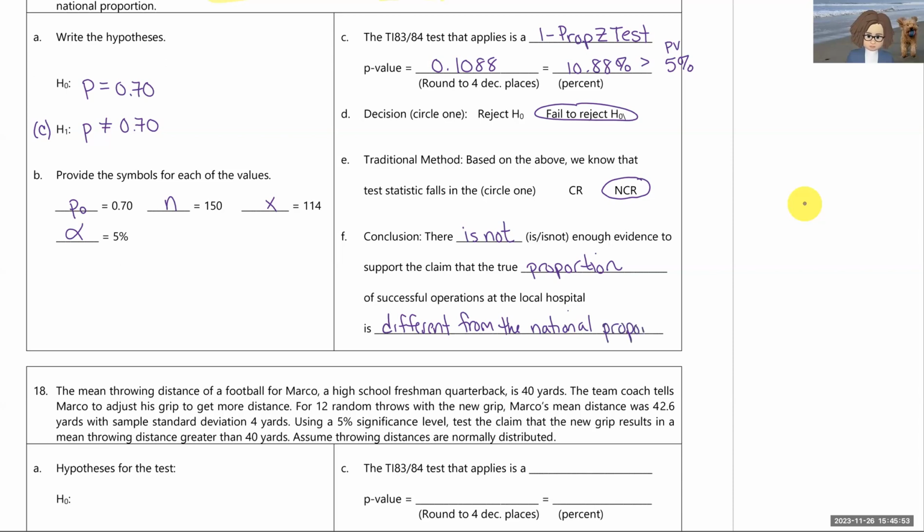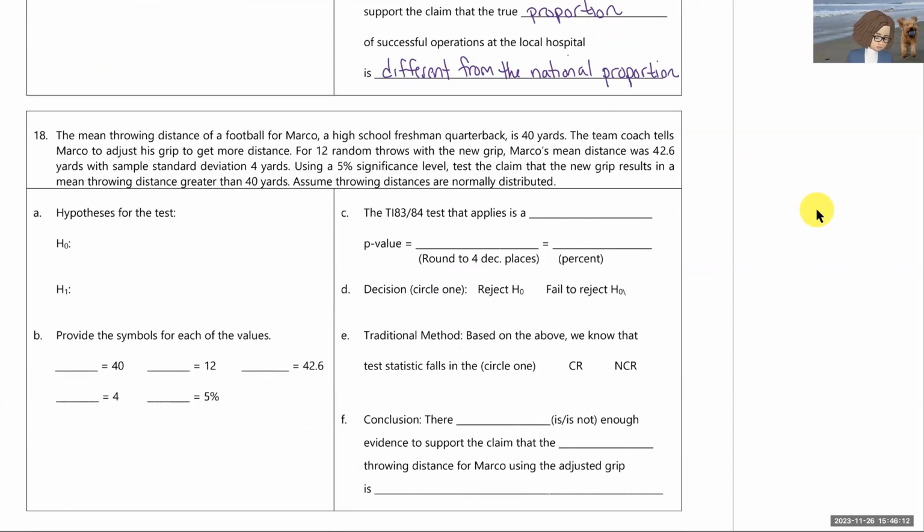Okay, so for proportions, the only test we have is one proportion Z, but when we do hypothesis testing of a population mean, we do have to be careful to determine if it's a Z or a T test. So let's take a look at number 18. The mean throwing distance of a football for Marco, a high school freshman quarterback, is 40 yards. The team coach tells Marco to adjust his grip to get more distance. For 12 random throws with the new grip, Marco's mean distance was 42.6 yards with sample standard deviation 4 yards.